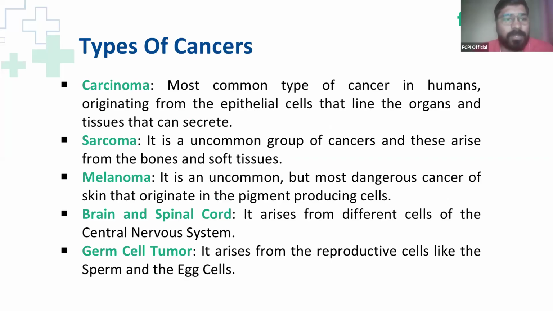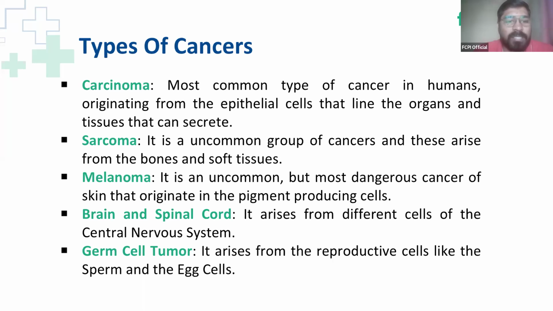Coming to the types of cancers, here we have carcinoma, where the tumor or cancer arises from the epithelial cells of organs that can secrete. Examples are breast cancers and lung cancers. And sarcoma is an uncommon type of cancer, and this arises from the bone tissues and soft tissues. Melanoma is also an uncommon, rare disease, but the most dangerous cancer of the skin, that originates in the pigment-producing cells. Brain and spinal cord cancers arise from different cells of the central nervous system.